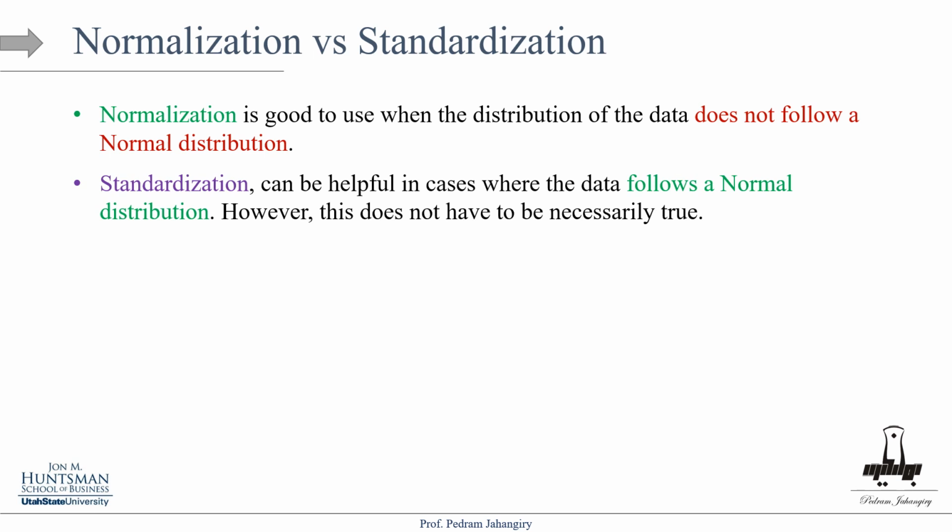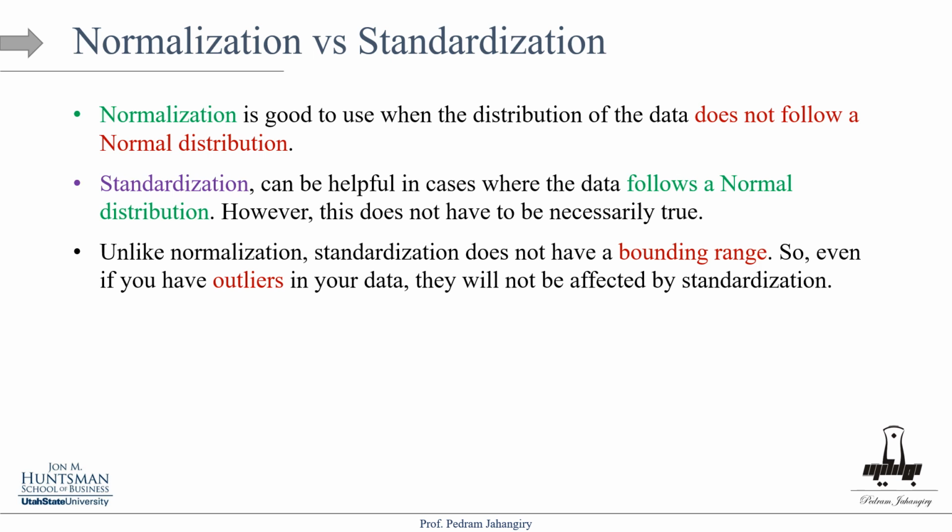And secondly, standardization can be useful in the cases where the data has a normal distribution. However, this does not necessarily have to be the case. We can think of examples where the data is not normally distributed, but standardization is going to be helpful as well as normalization. And unlike normalization, standardization does not have a bounding range. This is really important because even if you have outliers in the data, those outliers are not going to be affected by standardization. And more importantly, those outliers are not going to squeeze the data where the data is most concentrated, right?